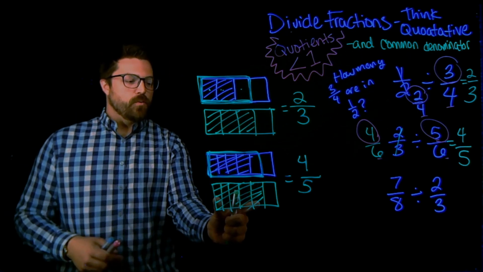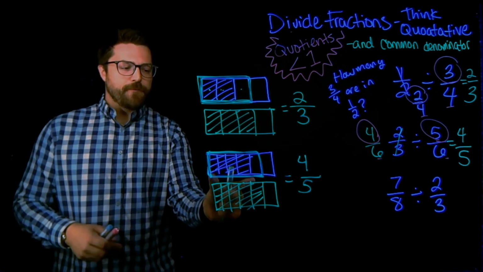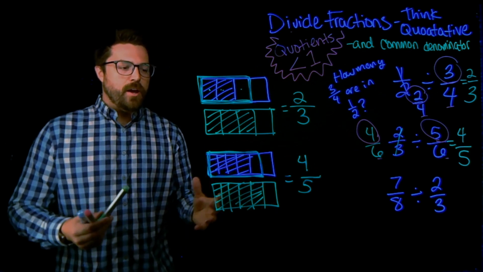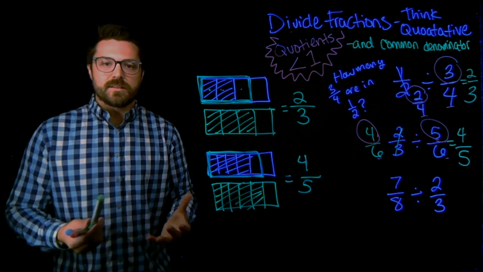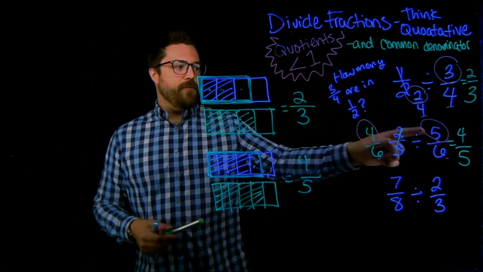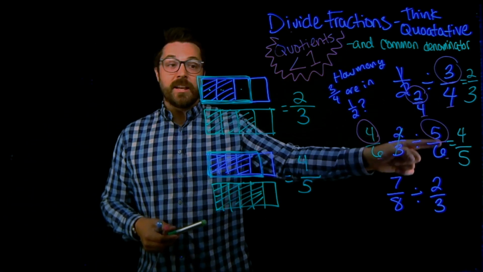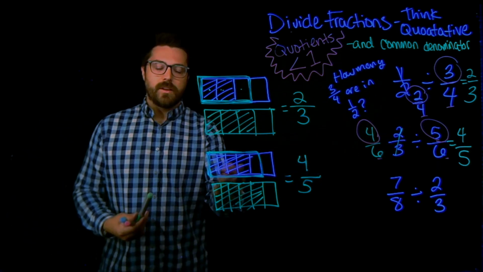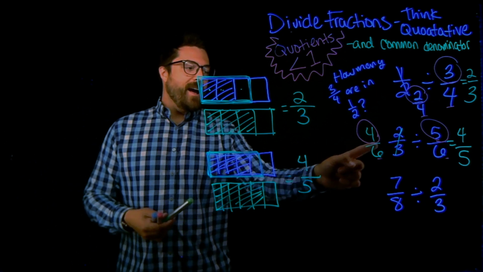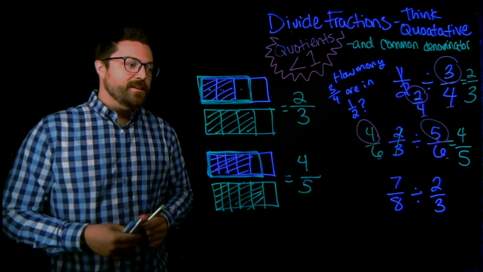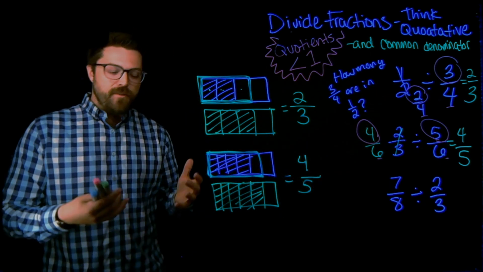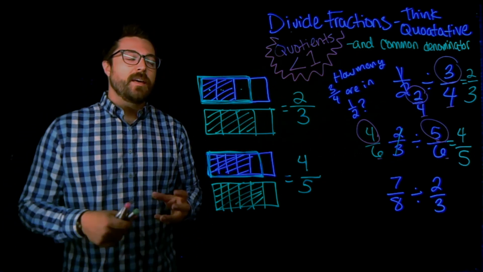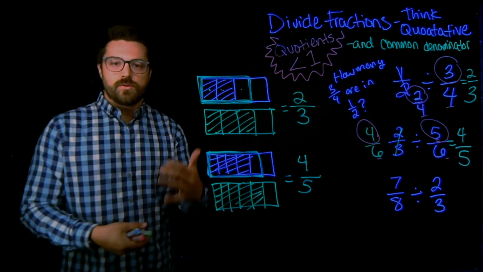As I was redrawing that fraction on top of the other bar, we're just thinking, okay, well, I need 5 pieces to make a whole. And that 5 pieces is represented by this numerator. But how many pieces did I have? Well, I only had 4 pieces. And that is represented by this numerator. So when we have common denominators, we might actually be able to think quotatively even without drawing the model.